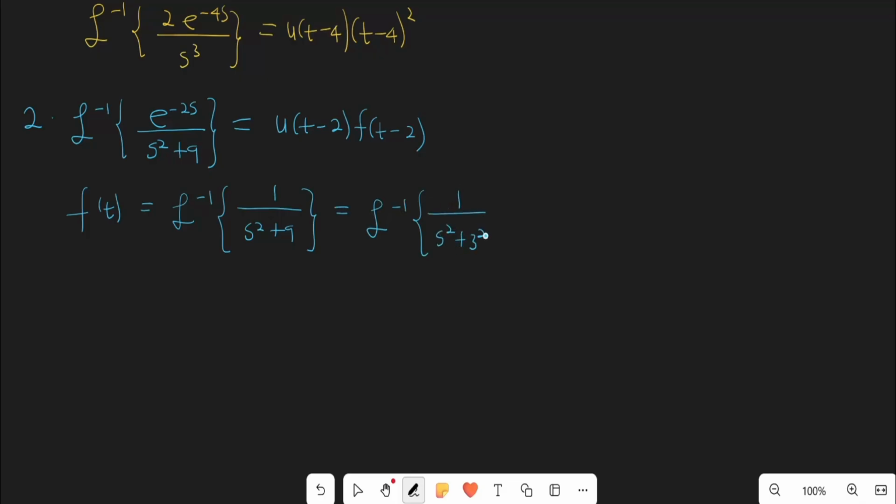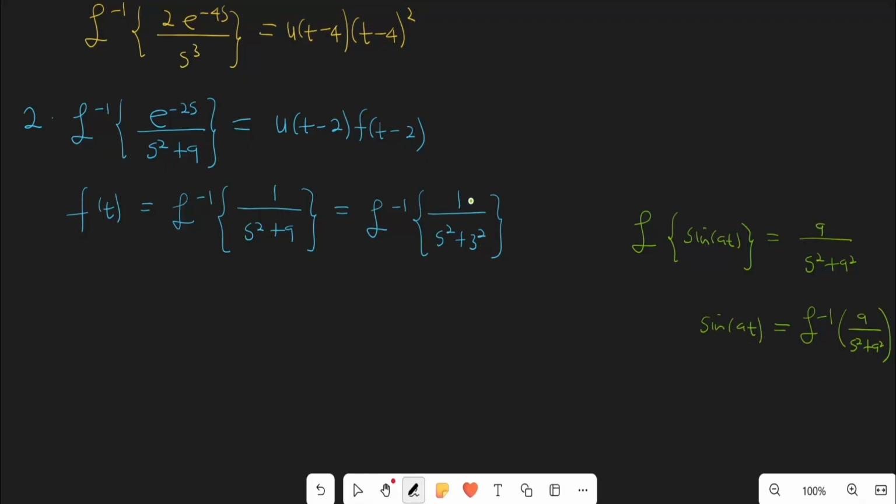It can be written as 3 squared. So this one looks like the sine, right? Sine of at. So if you have the Laplace transform of sine of at, this one is equal to a all over s squared plus a squared. Let me be consistent. So this one is going to be s squared plus a squared. Right. So that means that the Laplace inverse of a all over s squared plus a squared is going to return the sine of at like this.